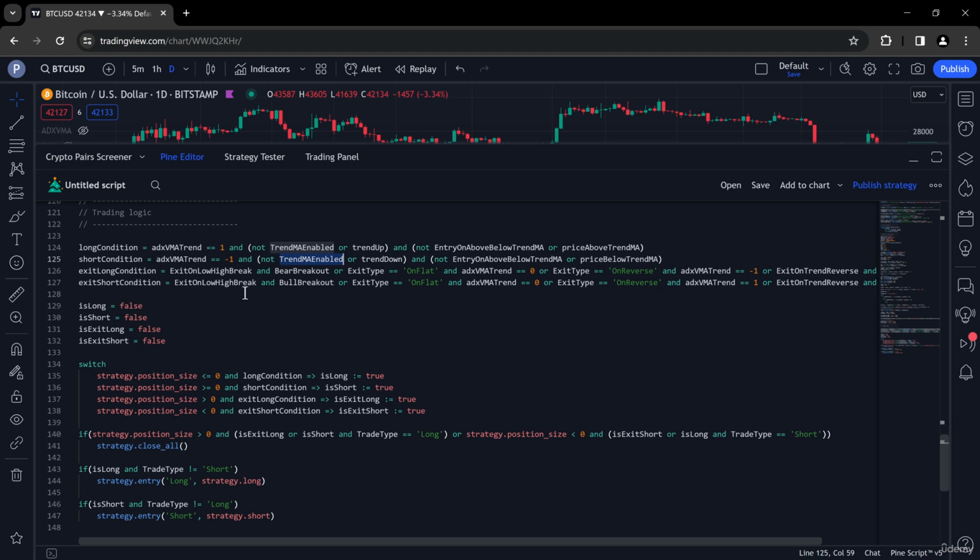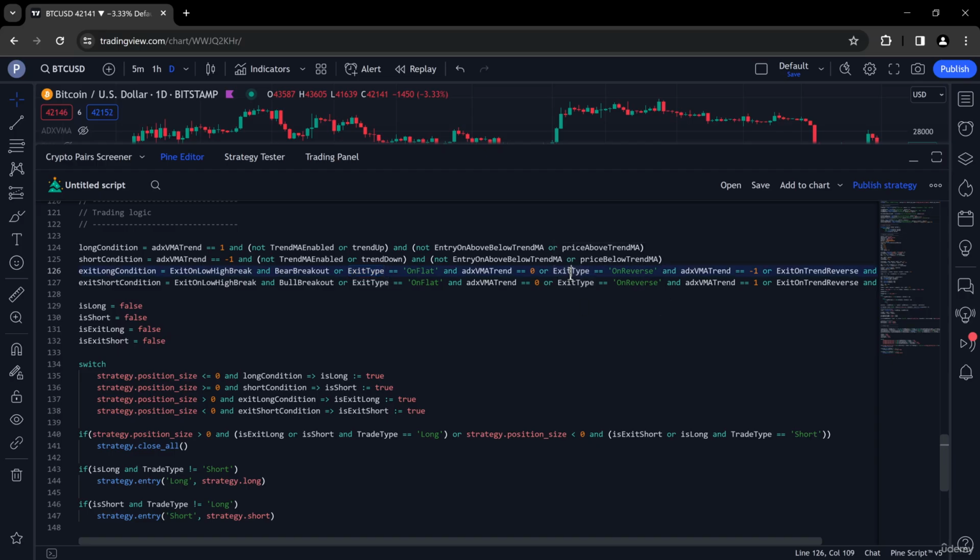And exit condition depending on the parameters of the trading strategy. So for example, if exit on low high break is true, then we are going to evaluate if bear breakout is true. And next, depending on whether exit type is on flat, then we are going to evaluate if ADX VMA trend equals 0, meaning ADX VMA is flat. So depending on the parameters, we are going to evaluate the corresponding signal from the technical indicators.